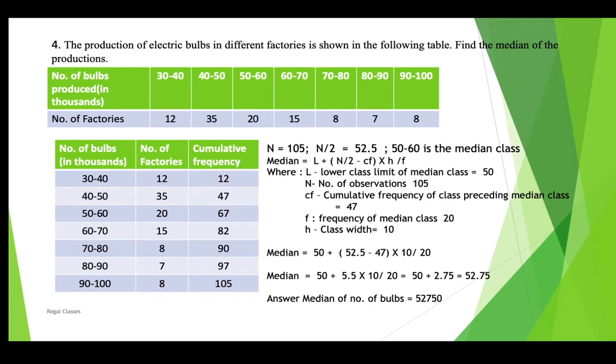Fourth problem is on the bulbs. Electrical bulbs produced in thousands number of factories. Again, you have to calculate cumulative frequency. Total is 105 and 105 by 2 is 52.5. So it lies in 50 to 60, which is the median class.